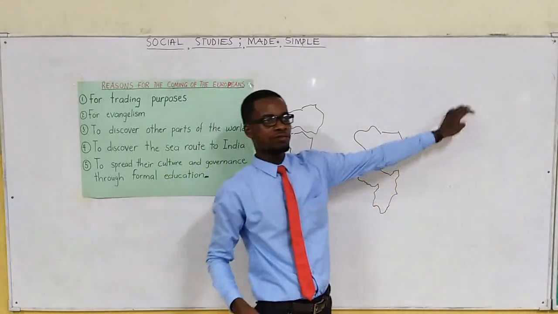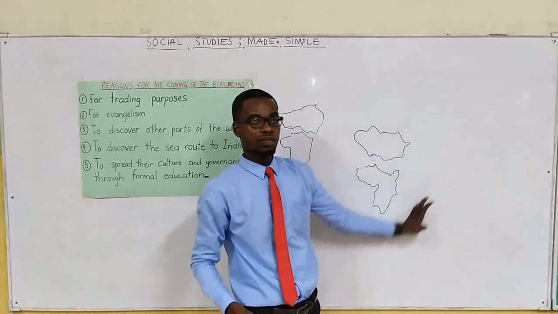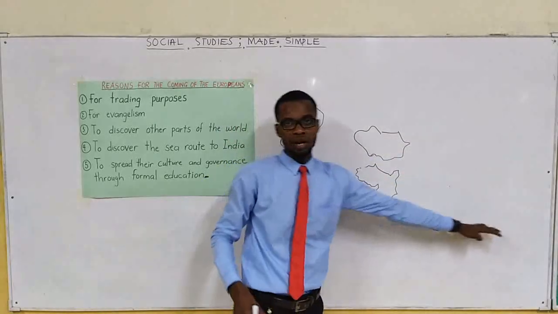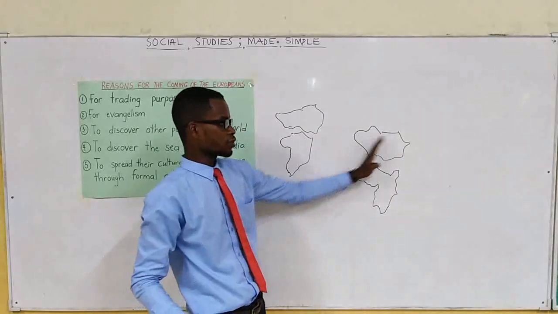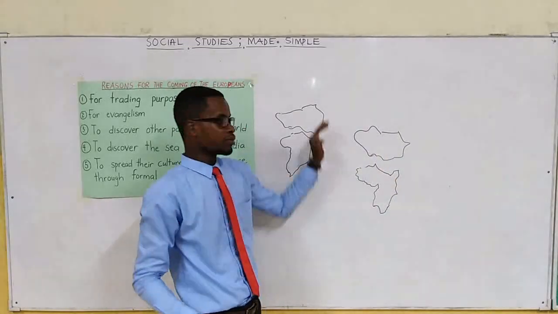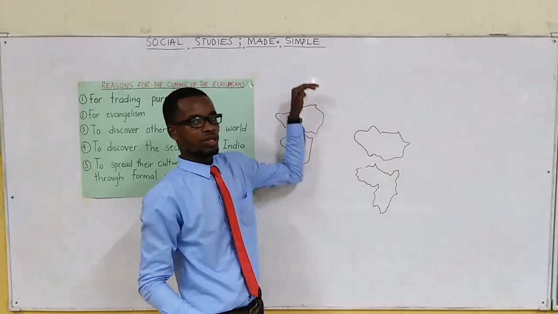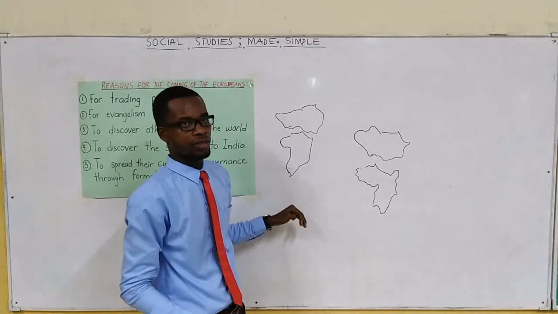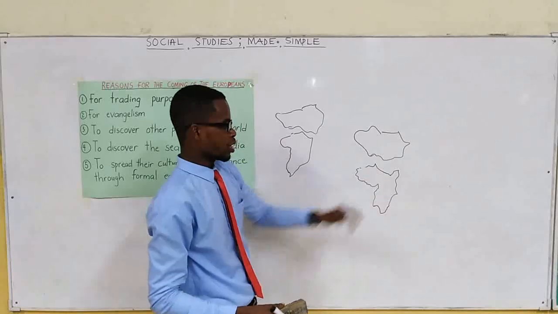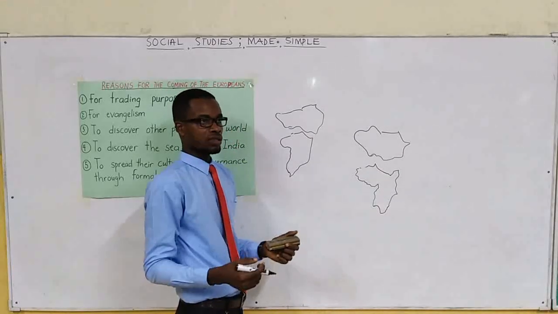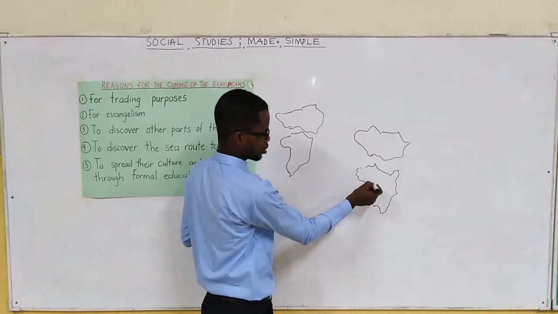So I'm going to leave Asia. Asia is around this place. Then we have Australia here. I'm going to focus on these three. These were together as one before we had to separate them into North America and South America. Okay. So from Africa, most of the slaves were taken from this land.